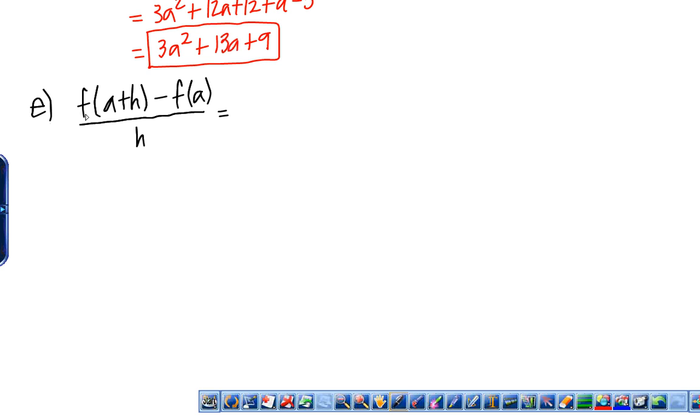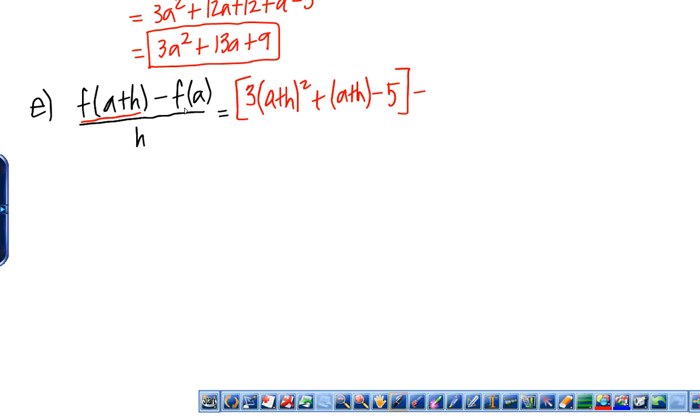Okay, so the first thing, it says f of a plus h. So you're going to work this as two separate problems and squish them all together. So I'm going to take the f of a plus h, and I'm going to substitute it into my function. So this is going to be 3 parentheses a plus h squared plus, instead of my x, I'm going to have an a plus h and then minus 5. So this represents the first part of my function right here.